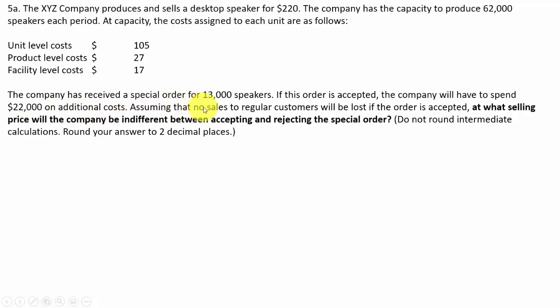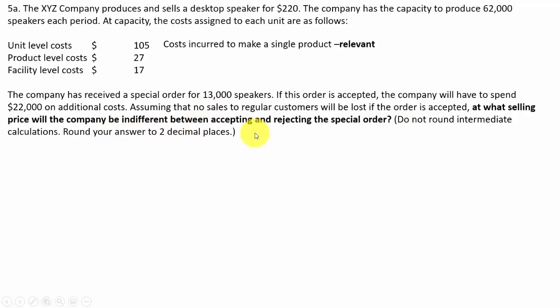Assuming that no sales to regular customers will be lost if the order is accepted, at what selling price will the company be indifferent between accepting or rejecting the special order? Another way to say that would be, what's the lowest amount they could sell these speakers for and not lose anything? They want you to round your answer to 2 decimal places.